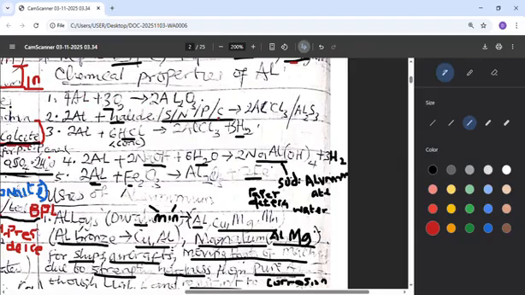It can also react with non-metals, especially halides like halogens. For example, if I take chlorine, bromine, iodine, fluorine, aluminum will form aluminum chloride, aluminum bromide, aluminum fluoride, aluminum iodide. It can also react with other non-metals like sulfur, nitrogen, phosphorus, and carbon to give us aluminum sulfide, aluminum nitride, aluminum phosphide, aluminum carbide. So it can react with non-metals.